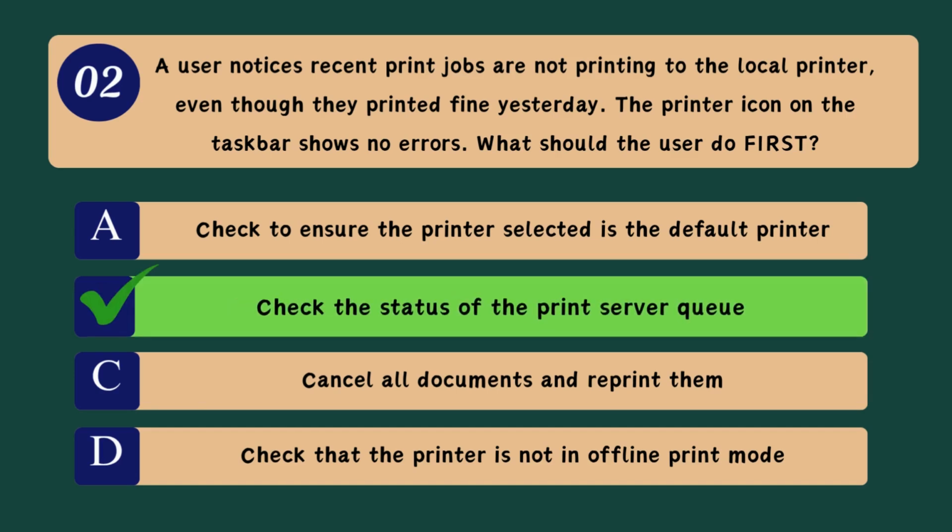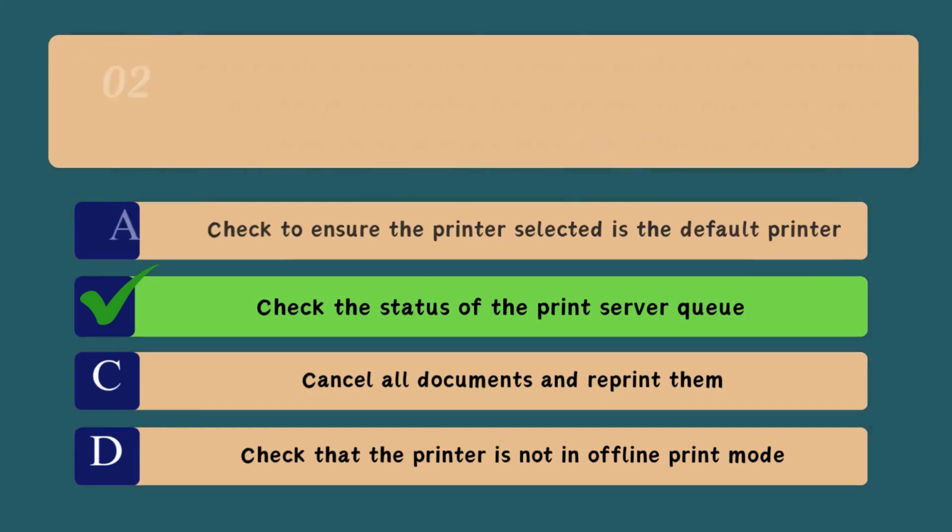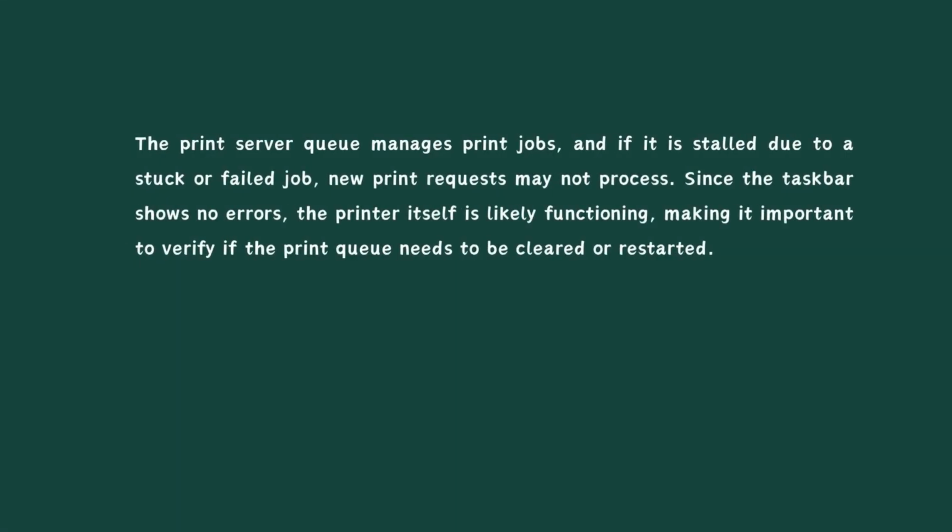Correct answer. B. Check the status of the print server queue. The print server queue manages print jobs, and if it is stalled due to a stuck or failed job, new print requests may not process. Since the taskbar shows no errors, the printer itself is likely functioning, making it important to verify if the print queue needs to be cleared or restarted.